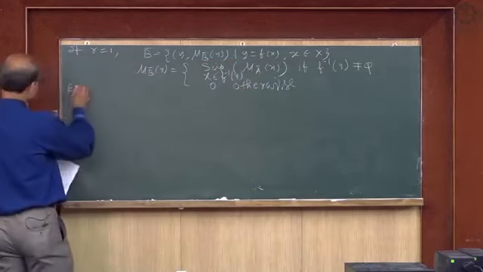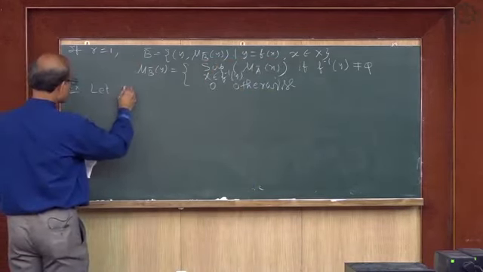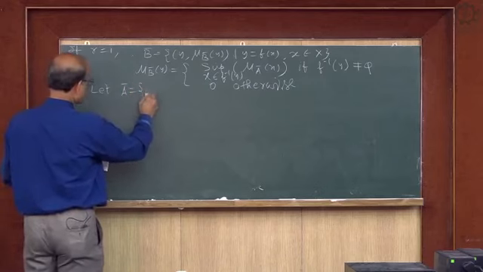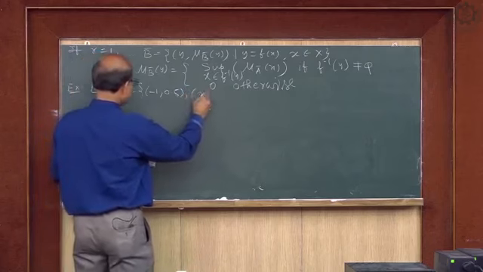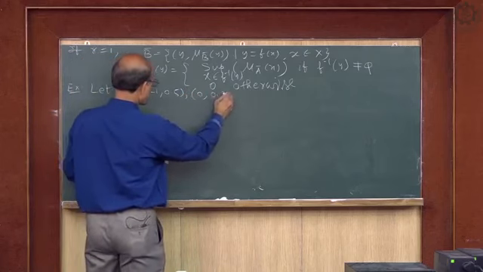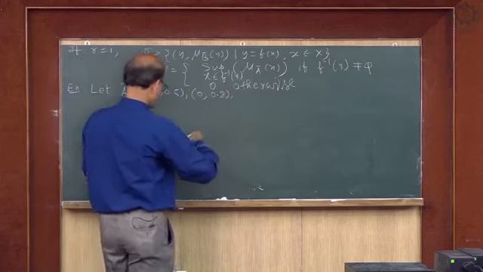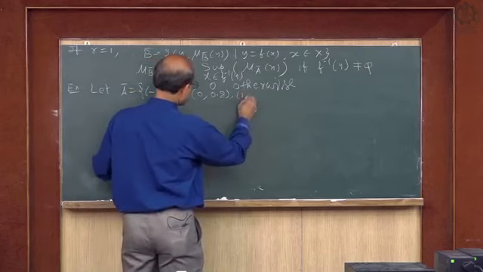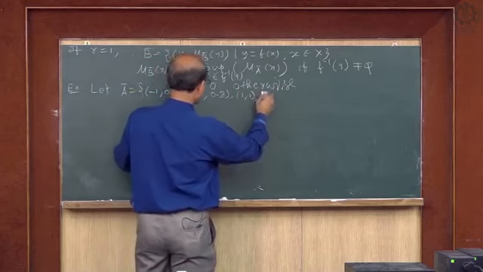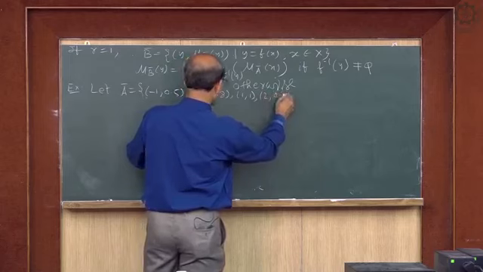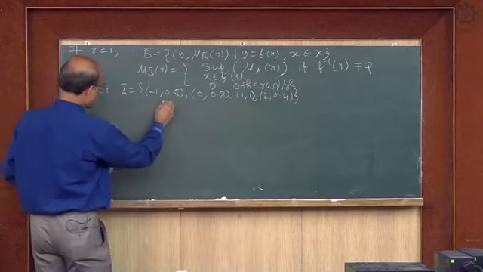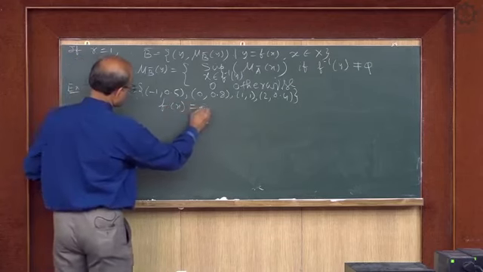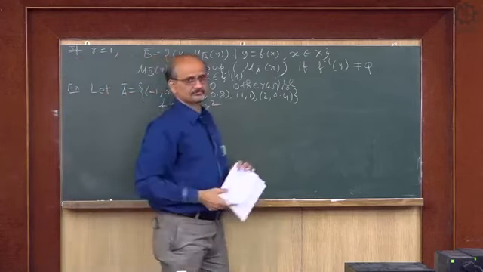Let A bar be a fuzzy set given as -1 with 0.5, 0 with 0.8, 1 with 1, 2 with 0.4, and it is given that f of x is x square.